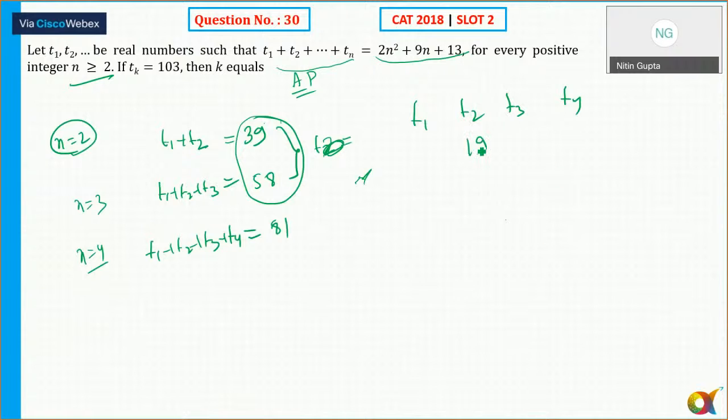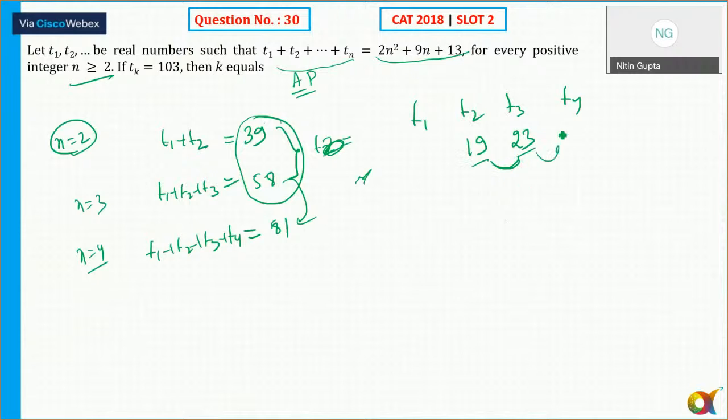Okay, T2 is equal to 19. And what should I add to 58 to get 81? So 58 plus 23, so T3 is equal to 23. So you can say there is a common difference. T2 is 19, T3 is equal to 23.